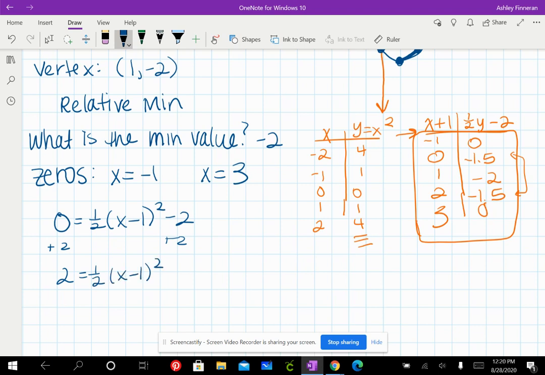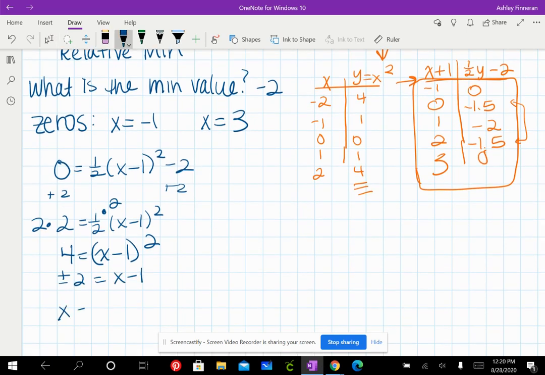So to undo the 1/2 times x minus 1 squared, I could divide by 1/2, or think about what I would need to multiply 1/2 by so that it becomes 1. So 1/2 times 2 is 1. So I'm going to think of it as multiplying by the reciprocal on both sides. So then I have 4 equals x minus 1 squared. Take the square root. And then 1 plus 2 is 3. 1 minus 2 is -1. So obviously this was not necessary, but I just wanted to walk through solving that with you one time.